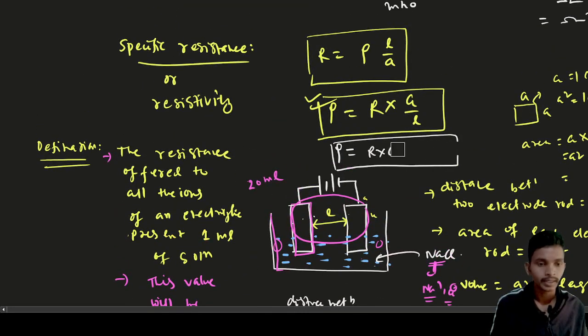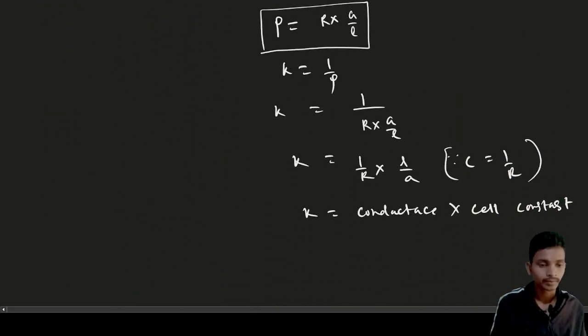So this is A by L. This is not the cell constant. A by L is not the cell constant; L by A is the cell constant. So specific resistance equals R into A by L. So this is the formula for conductance.